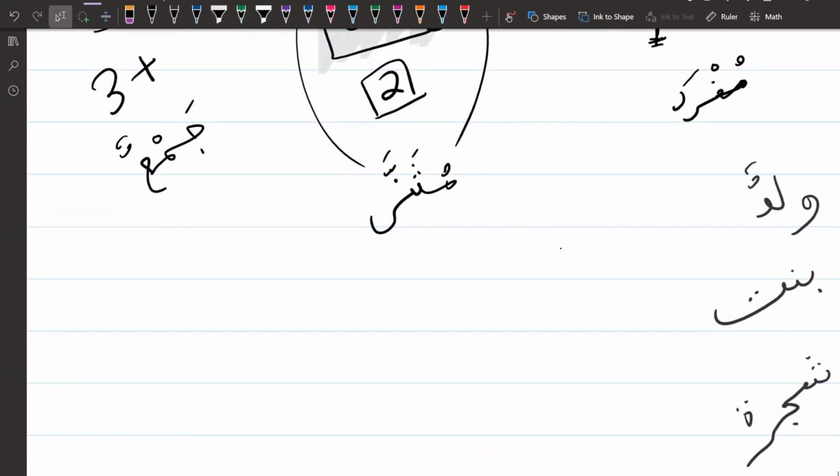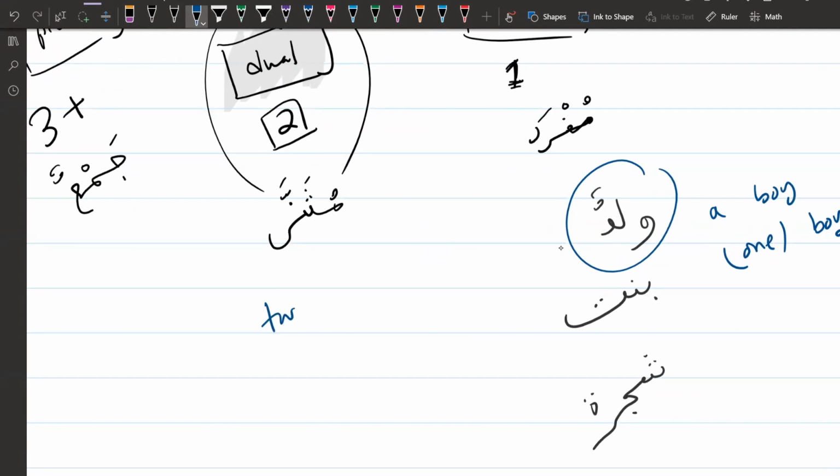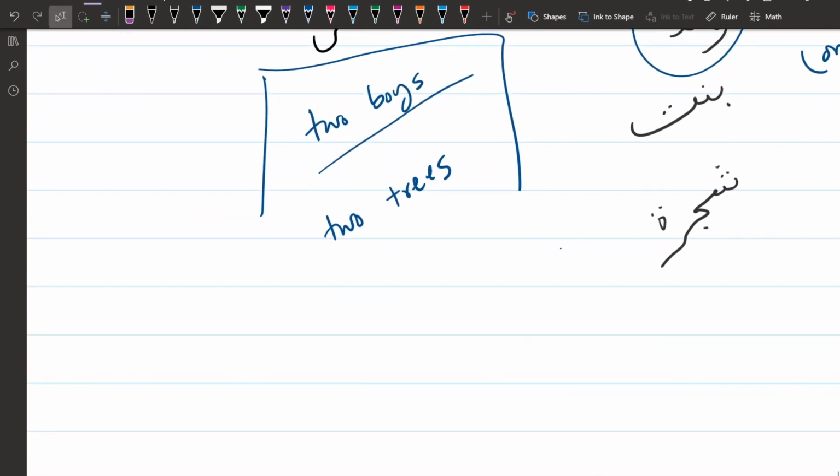So what do we mean by dual? Waladun means a boy, one boy. The dual would be two boys. When we say two boys, this belongs to the dual. It does not belong to the plural, although in English this is a plural. If we want to say two trees, this would be dual. That does not belong to the plural. So how do we say that? This is our topic.